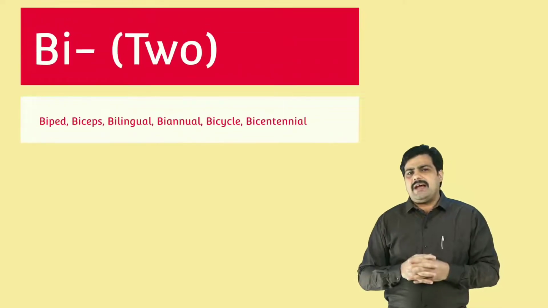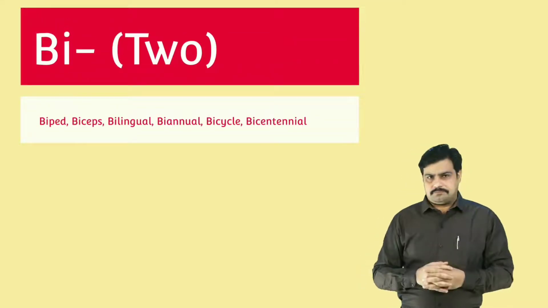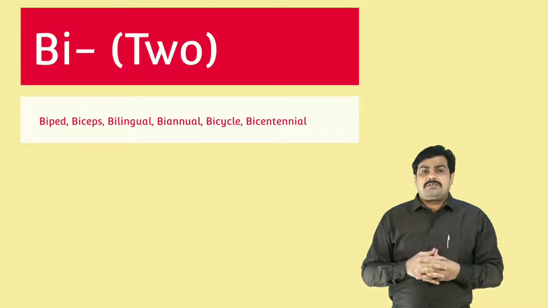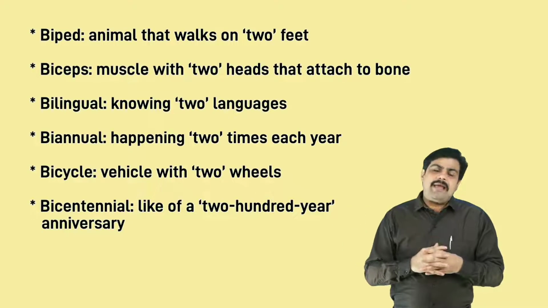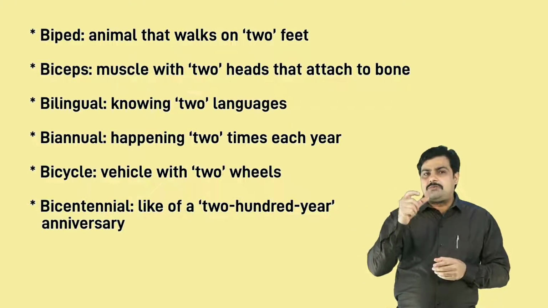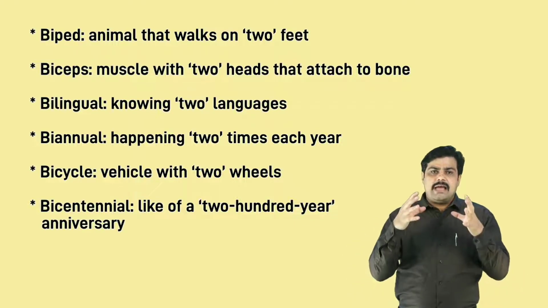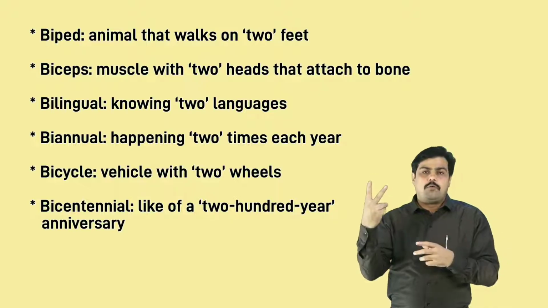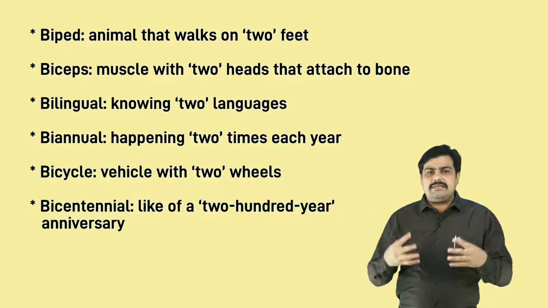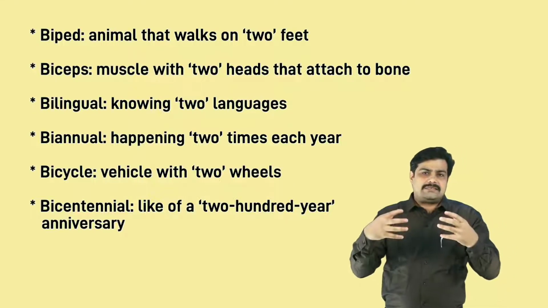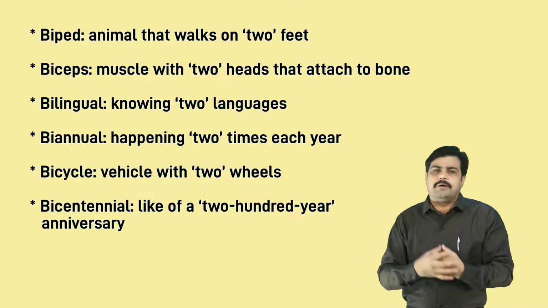Another important prefix is by, bi. Bi means two. There is another prefix also, that is di. So let's take bi first. The words are framed like biped. Now bi means two and ped means feet. So biped is an animal that walks on two feet. Another is bicep. Bicep is a muscle with two heads that attaches to the bone.